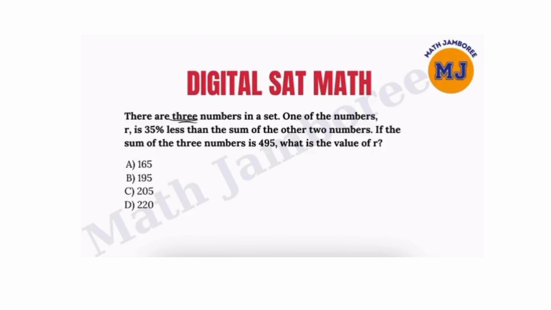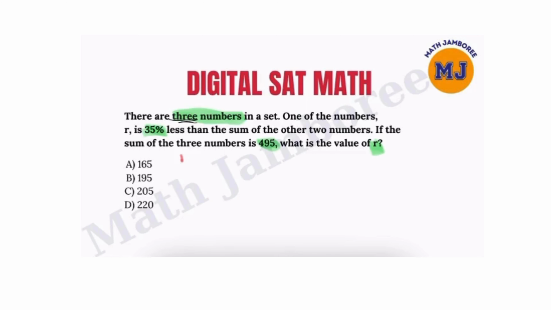For example, three numbers. We got R given, and 35%, and 495. Now I know this can look tricky, but if you follow along, we will solve this together. Now, there are three numbers. They just told us about R. Now we can call the two other numbers X and Y, for example.